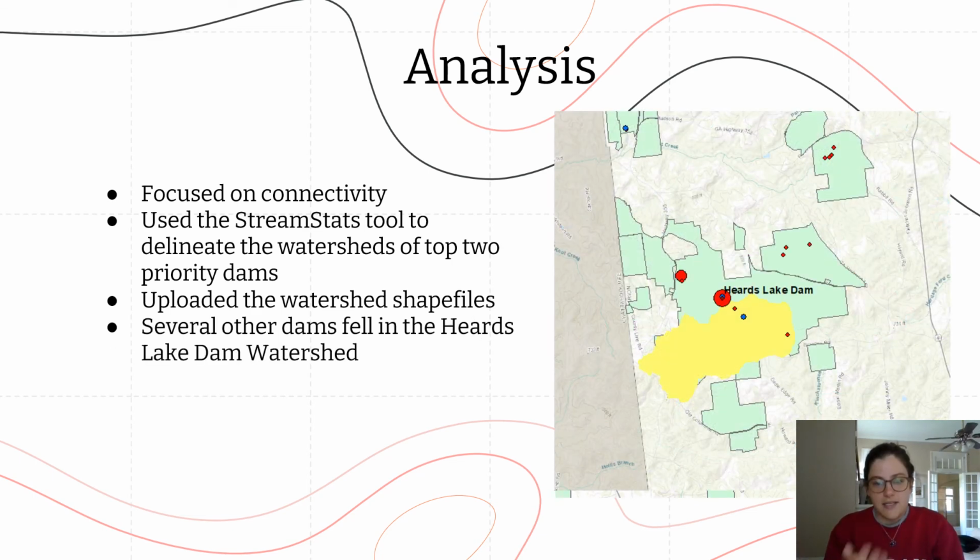I then did the watershed for the Herds Lake Dam, and I actually found that 3 other dams fell in the watershed. So at the point where the Herds Lake Dam is, it's actually a third order stream, and there's 1 dam located on a first order stream in that same watershed system, and then 2 dams located on a second order stream, again in that same watershed system.